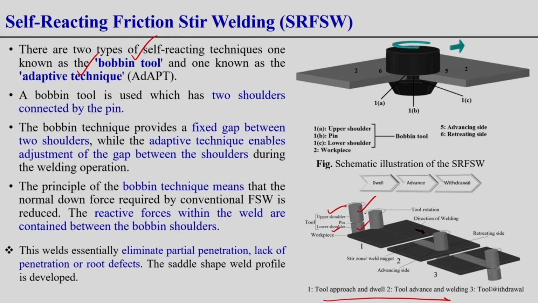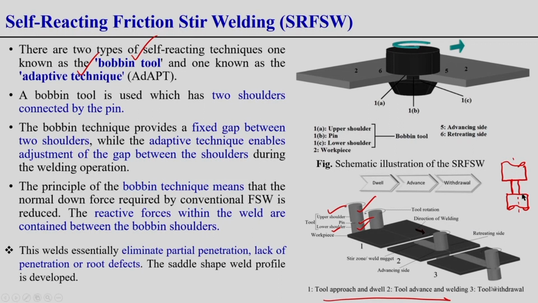These two shoulders are connected by a pin in between. You can see this pin, the gap between these two shoulders. This is one shoulder, this is another shoulder. These two shoulders are connected by a tool pin. This is the upper shoulder, this is the lower shoulder, correct? This is called the tool pin.